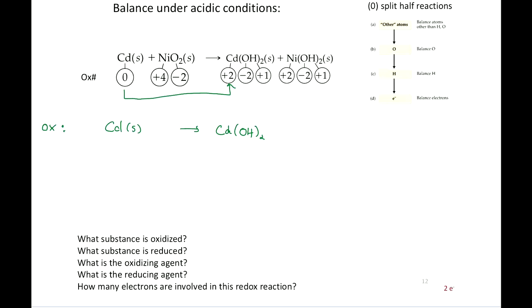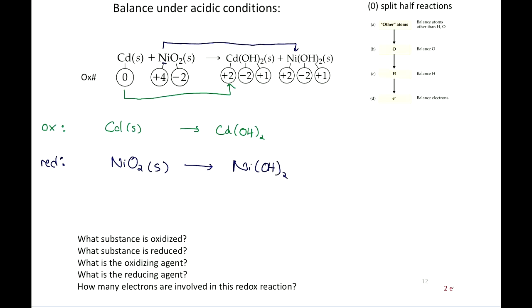Now I want to focus on the other thing, which is nickel. Nickel is going from 4+ to 2+, so nickel is being reduced. We are going to write that half reaction as well. You want to write out the whole species, so in this case, it's NiO2 solid becoming nickel hydroxide.